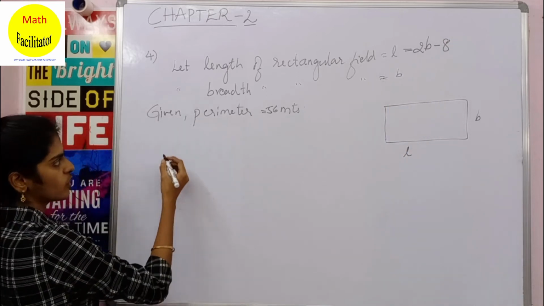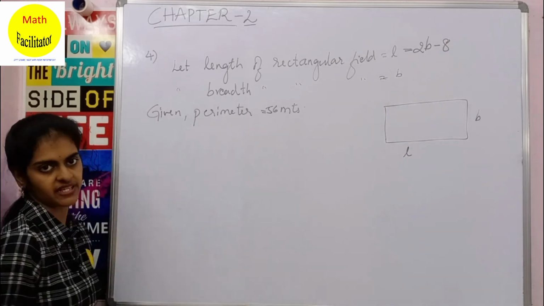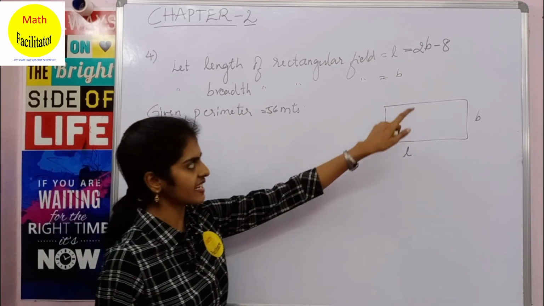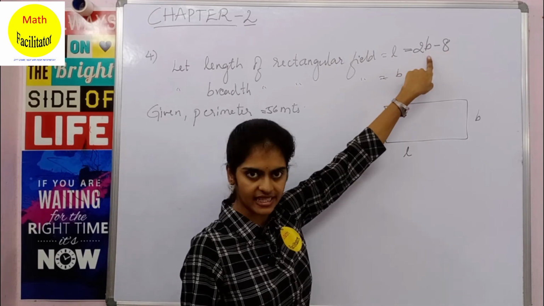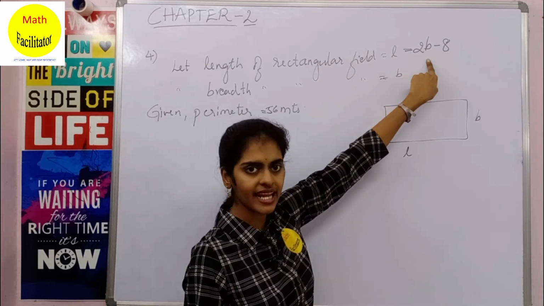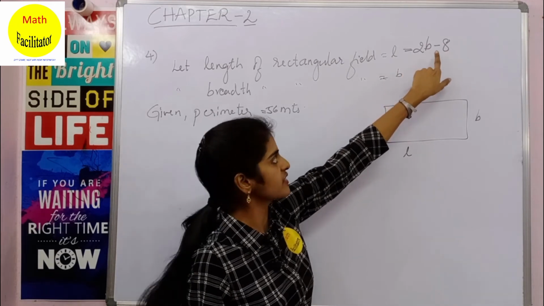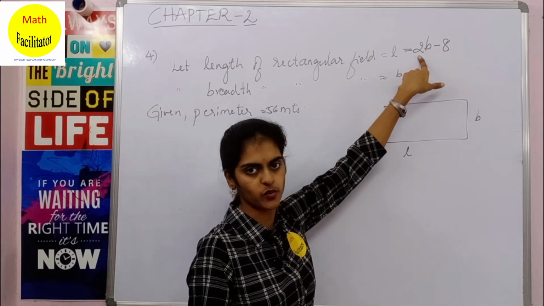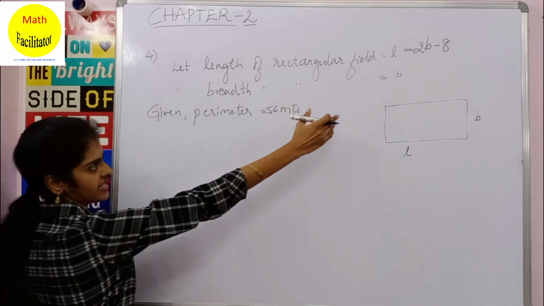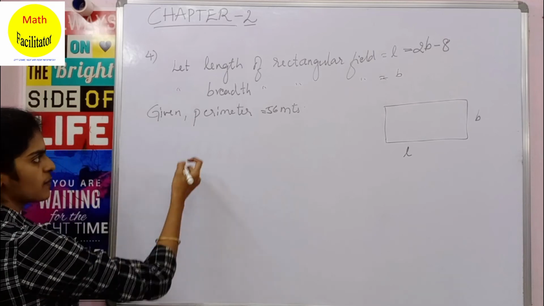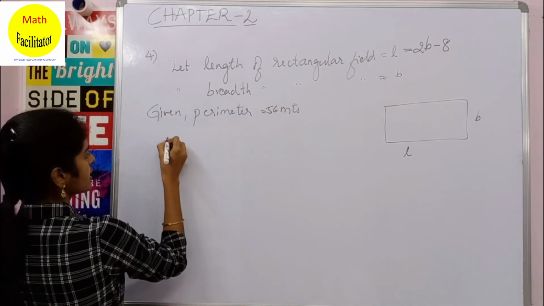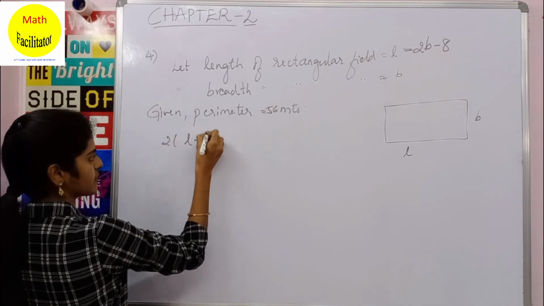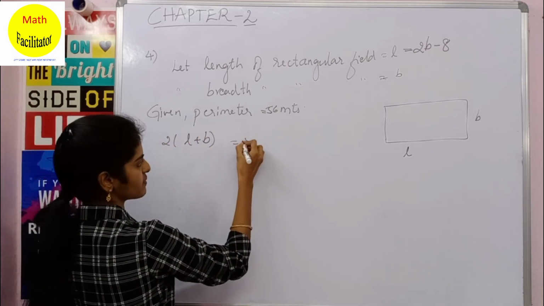Now the perimeter is 56 meters. Clear? Now you have to firstly understand this. The length is 8 meters less than twice the breadth. So twice the breadth is 2b and it is 8 meters less. That means you have to subtract 8 from this 2b. So that is length and b is the breadth. Clear? So now perimeter is 56 meters. What is the perimeter of a rectangle? It is 2 into length plus breadth. It is 56 meters.